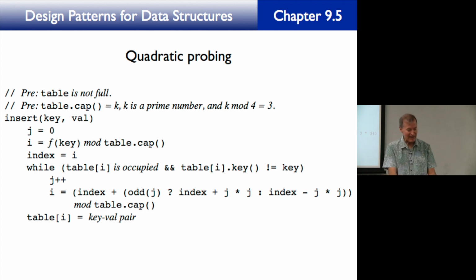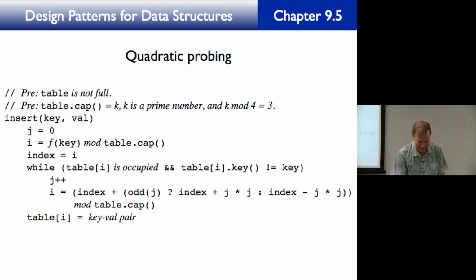Well, now that's what the idea is: if k is a prime number and k mod 4 equals 3. See, look, that's this precondition: table.cap equals k, and k is a prime number, and k mod 4 equals 3. If you choose your table capacity to be that, then you are guaranteed that with quadratic probing, you will hit every slot of the table after one round. This is really an interesting prime number theory, you math majors.